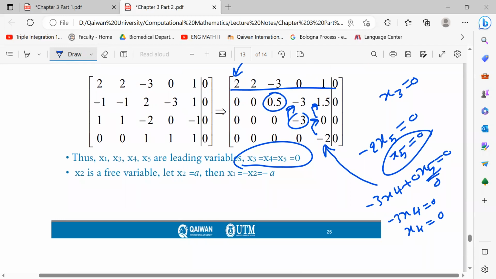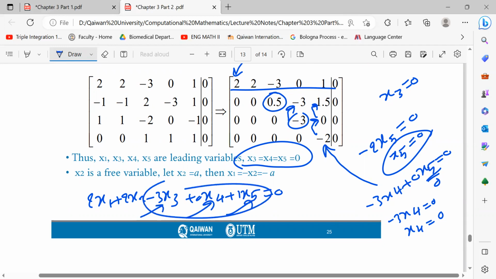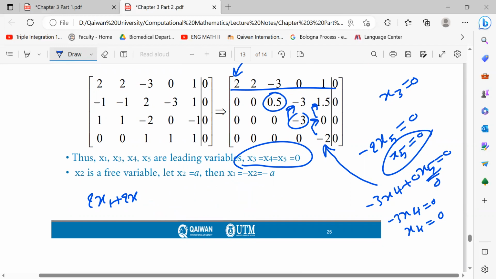Yeah, we have this equation 2x1 plus 2x2 minus 3x3 plus 0x4 plus 1x5 is 0. x5 is 0, x4 is 0, x3 is 0. So these three terms become 0. What else do we have? x2 is a. That means 2x1 plus 2a is 0. How about x1? x1 is minus a.